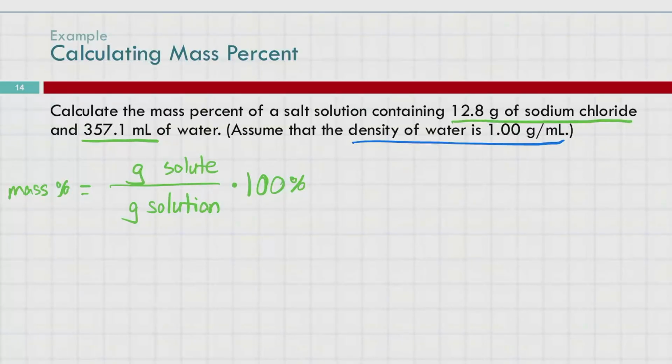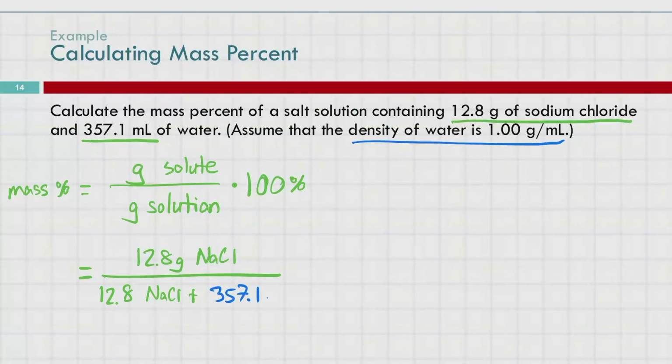So the couple of things we need to do, we need to identify our solute. What's our solute in this case? Yep, it's 12.8 grams sodium chloride. And on the bottom, our grams of solution. Our grams of solution is going to be our grams of sodium chloride plus our 357.1 grams of water. When you add them together, the masses add up, nothing disappears.